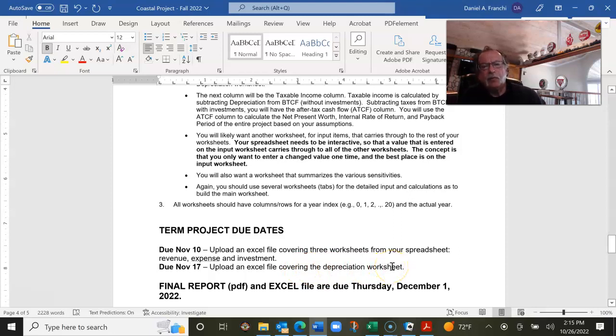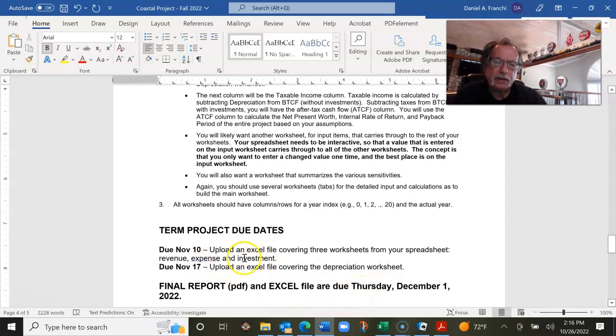And then the final report and Excel file are going to be due Thursday of finals week. Now, not Thursday of finals week, Thursday of the 10th week. And that is the week after Thanksgiving. So I suspect there's going to be some work done during the week of Thanksgiving. So that's what we're going to have here.